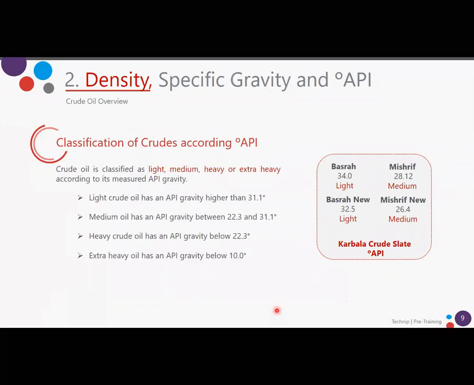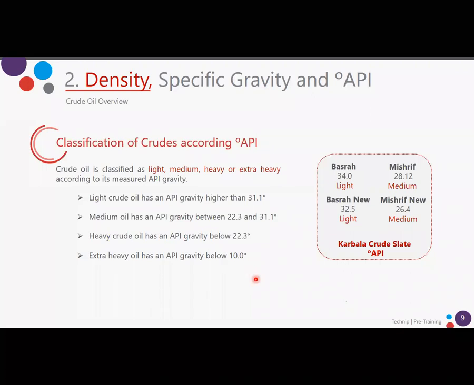Crude oils are classified according to degrees API. Let's see how they are classified. They are light crude oil if the API gravity is higher than 31.1. They are medium oil if the API gravity is between 22.3 and 31.1. They are heavy crude oil if the API gravity is below 22.3, and extra heavy has a gravity below 10 degrees.